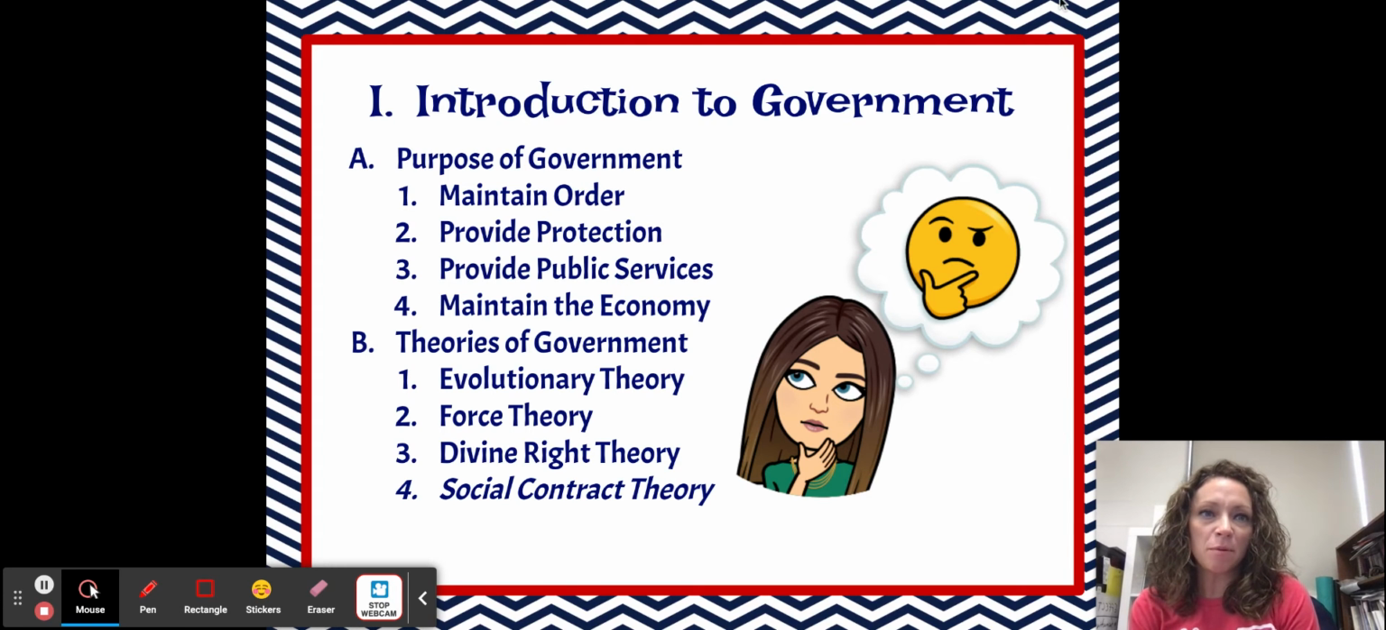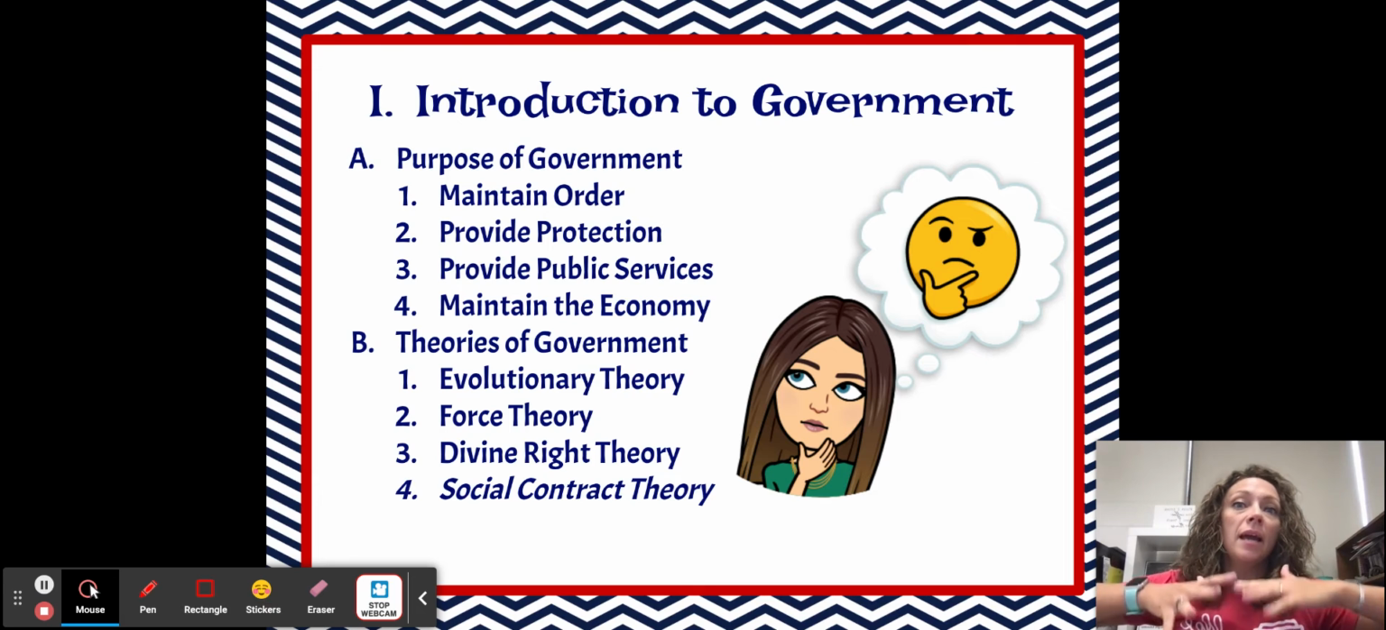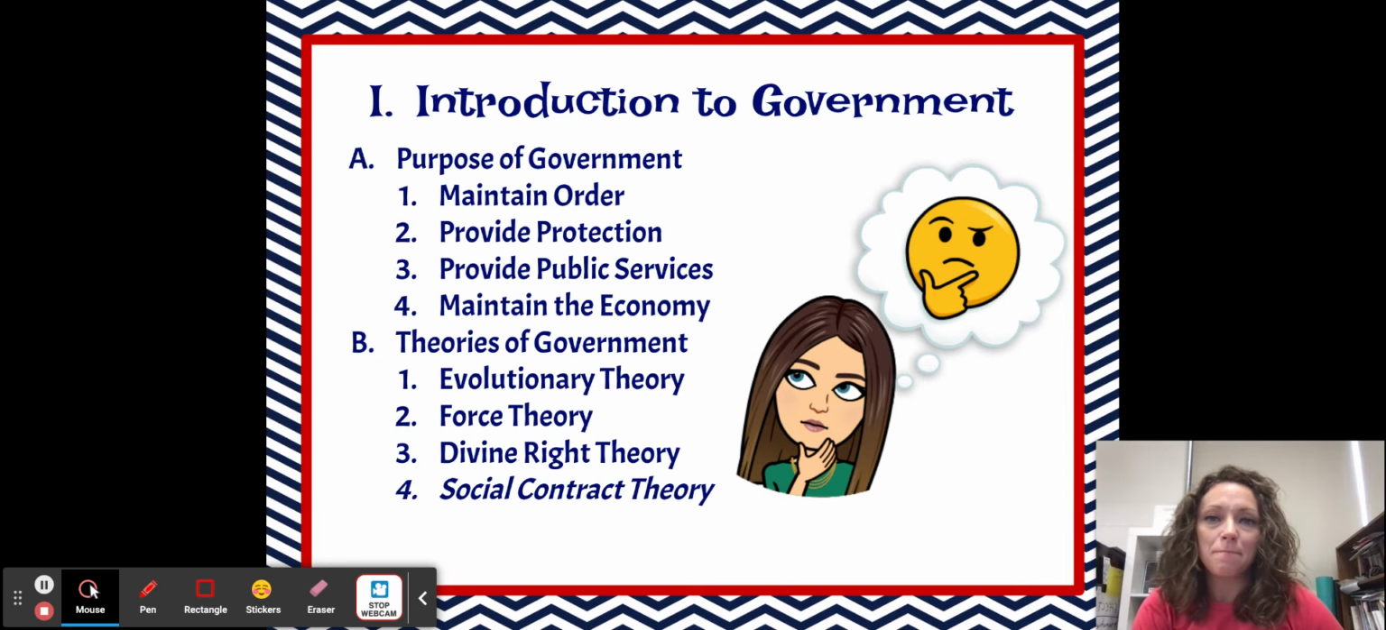And they also are responsible for maintaining the economy, okay? In this specific instance, we're talking about the government maintaining the money supply. So we have a currency, our money that's used all around the United States. That's something that the government is responsible for setting up and making sure is consistent.